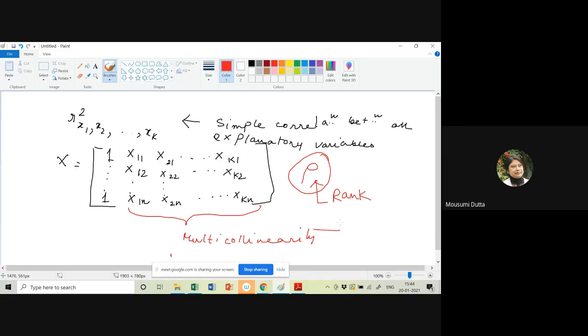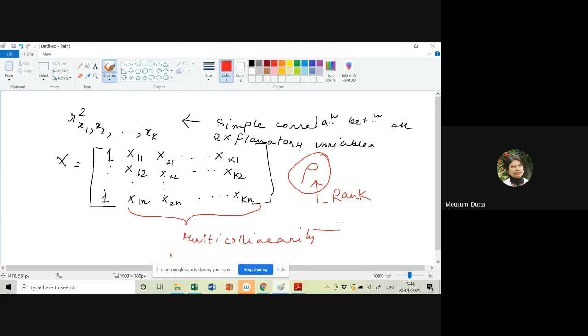So this multicollinearity problem will arise, and later we will find that there will be some problem related to estimation. In case of hypothesis testing exercise also, there will be some issues identified in presence of multicollinearity problem.